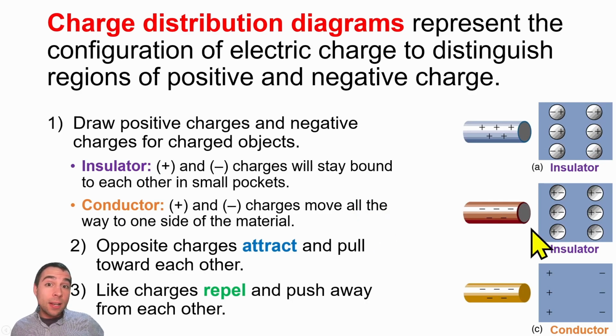However, if you have a conductor, that means that the charges are free to move within the conductor. So here, when we bring a negatively charged rod near the conductor, you'll see that the electrons will move away from the negative rod. They'll be repelled, they'll go to the right side, and that will leave an absence of electrons or a net positive charge on the left side of the conductor here.